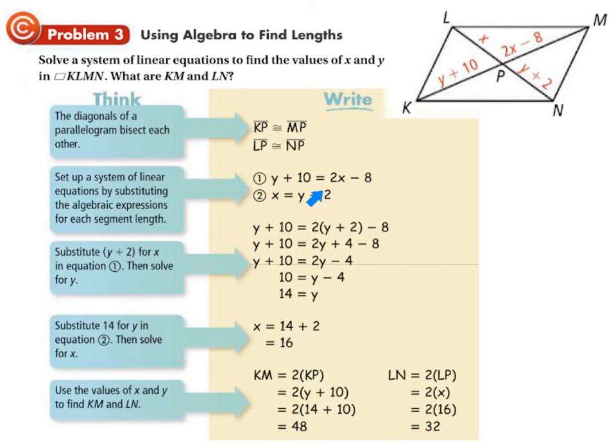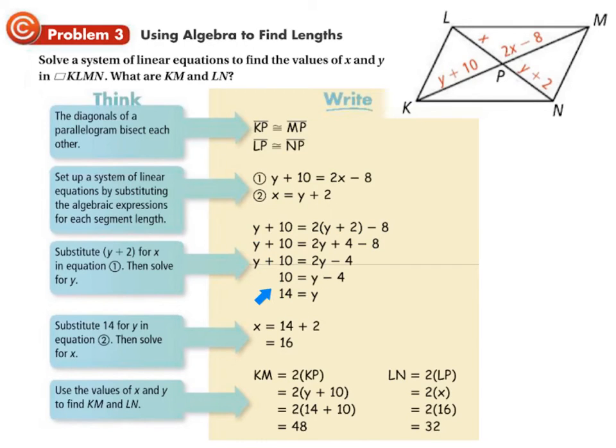You know what x equals in terms of y, so you can take this other equation, and wherever you see x, you can substitute in its matching algebraic expression. So y + 10 = 2(y + 2) - 8. Okay, now we have an equation in one variable, and we can solve for the variable. And when we solve this all out, we get y is equal to 14.